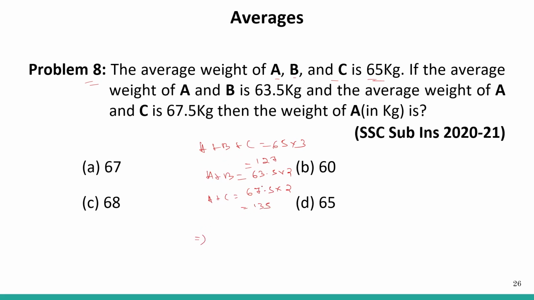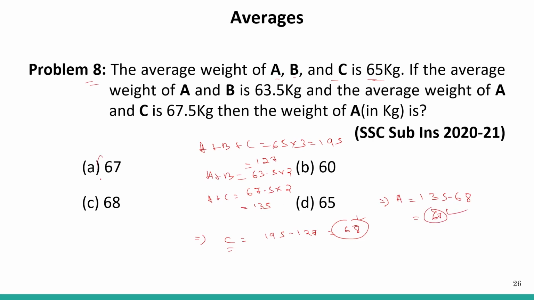So this implies that the total is 195. So C is equal to 195 minus 127, which is 68. This is the weight of C. So this implies that A is equal to 135 minus 68. So it will be 67.